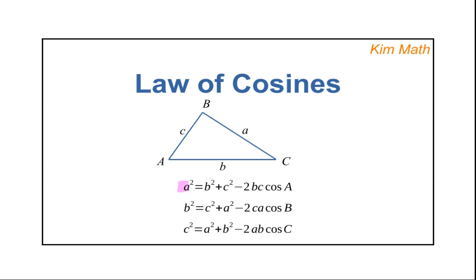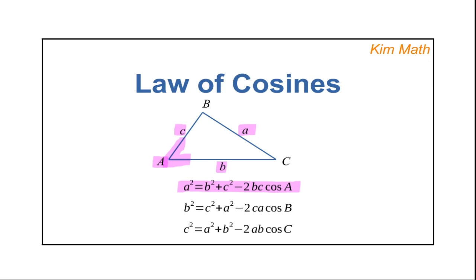Now, let me highlight the first law of cosines. If you start with a squared, the other side is b squared plus c squared minus 2bc cosine A. Everything is here, right? b squared, c squared, minus 2bc cosine A. Good. Better for memorizing.